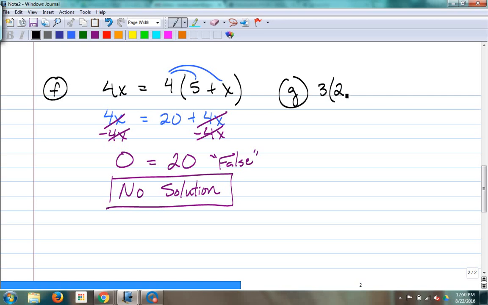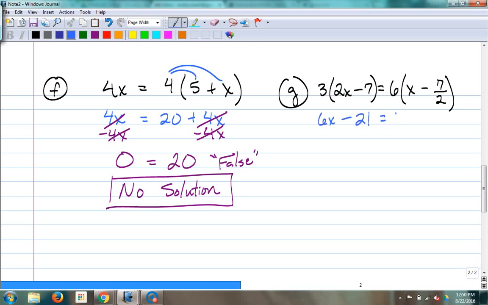3 parentheses 2x minus 7 equals 6 parentheses x minus 7 over 2. So a little fraction in there. So what should we do first? Yeah, I would distribute the 3, and then at the same time I'm going to distribute the 6 on the other side. I think that's a fair thing to do. So that's going to be 6x minus 21.